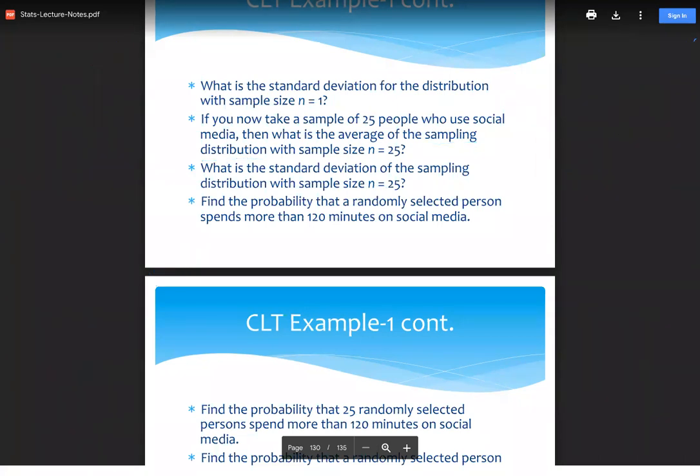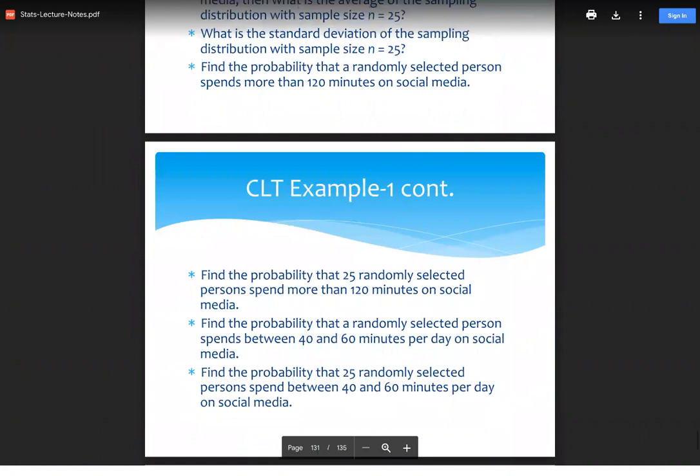Clear up. Next, I did this one, and okay. Now the next one, everybody, you need to participate here as well. Get your normal distribution table up, everyone. Normal distribution table up, and I'm going to ask you to do some calculations here. Find the probability that a randomly selected person spends more than 120 minutes on the social media.